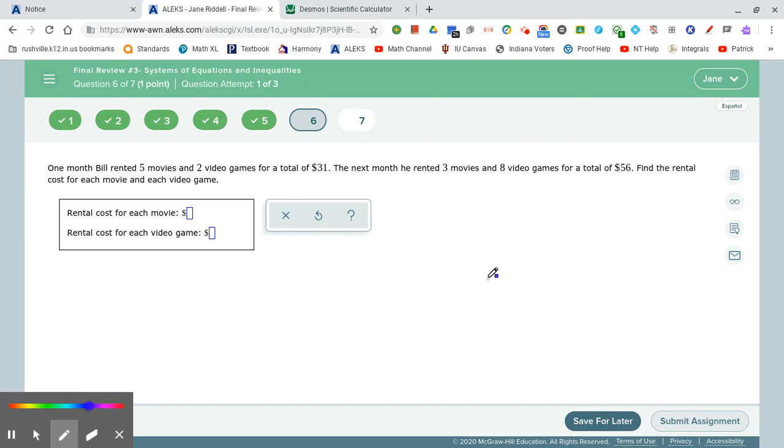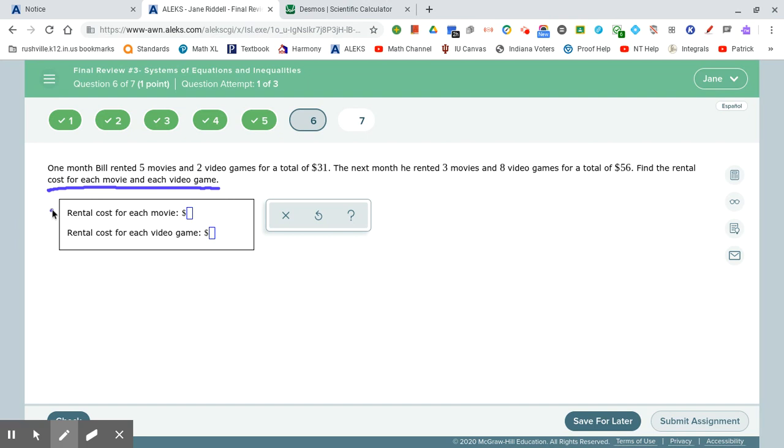So this one says 1 month Bill rented 5 movies and 2 video games for a total of $31. The next month he rented 3 movies and 8 video games for a total of $56. Find the rental cost for each movie and each video game. So right there, that last sentence, that's what we're trying to find. So those are going to be our variables.